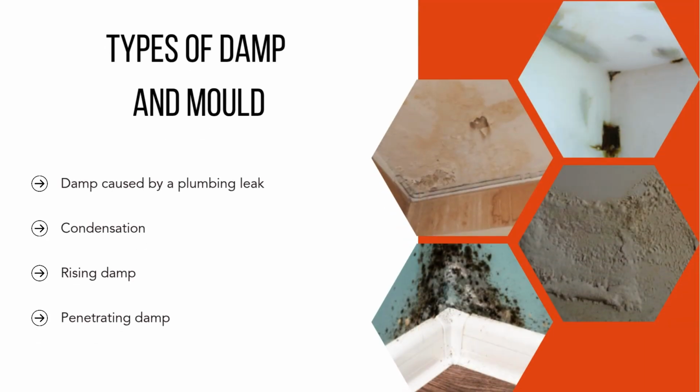To start us off, we will begin by looking at the types of damp and mould you may come across in your property. These are damp caused by a plumbing leak, condensation, rising damp and penetrating damp.